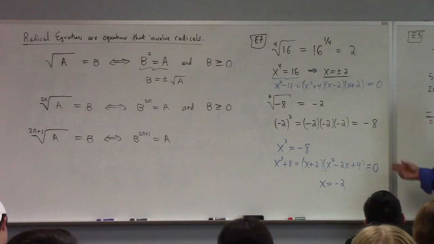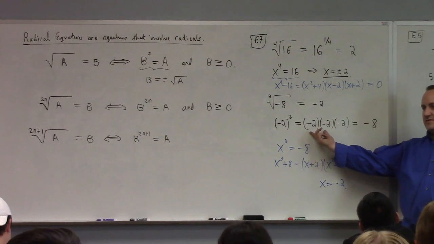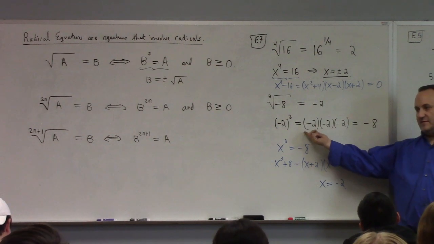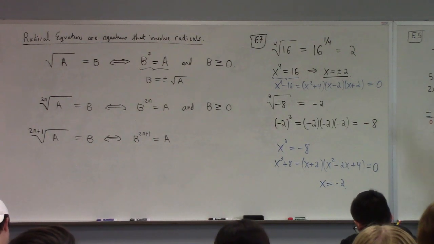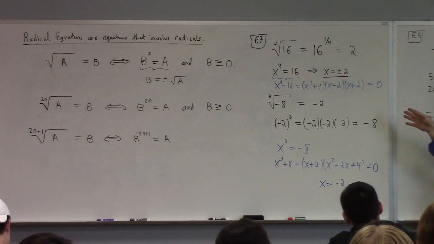Yeah. But as I showed you up here, minus 2 is a cube root of minus 8, right? Because if you multiply it by itself 3 times, you get back to minus 8. Listen, you don't have to take my word for it. You have a calculator. You can put in minus 8 to the 1/3 power. It should give you minus 2. Okay?